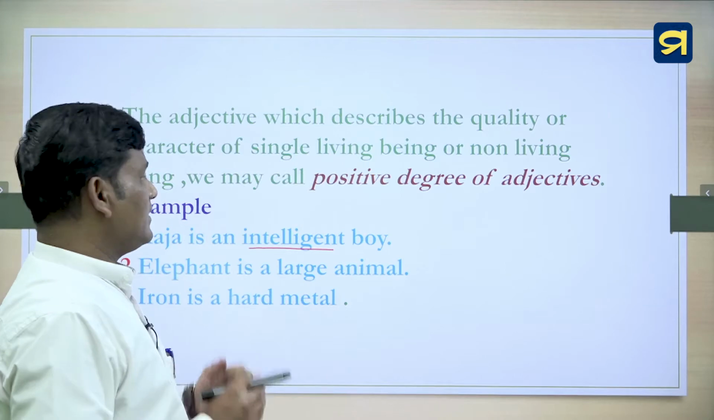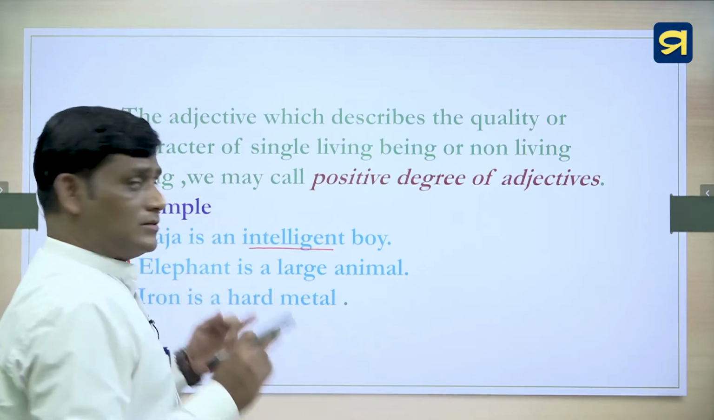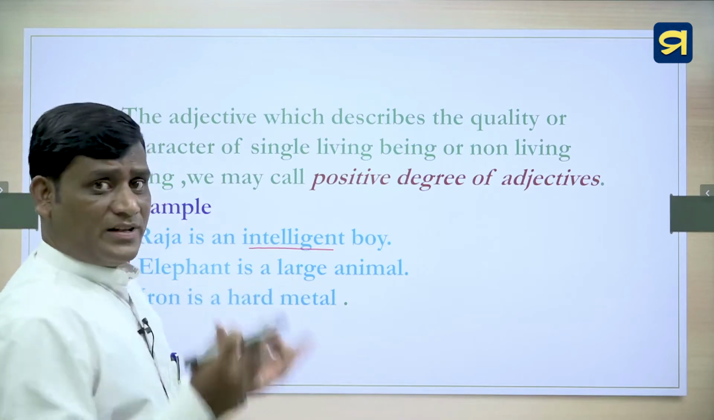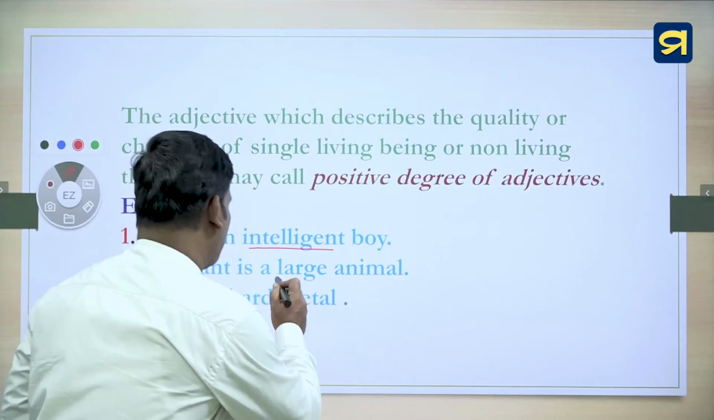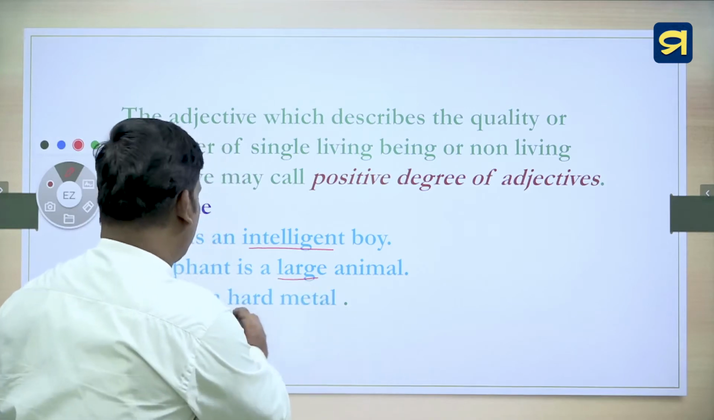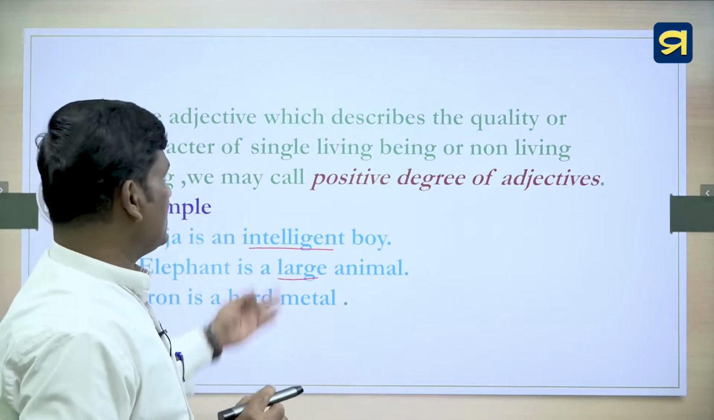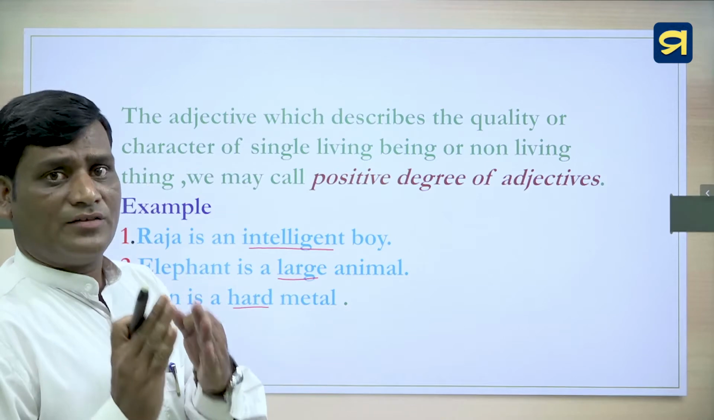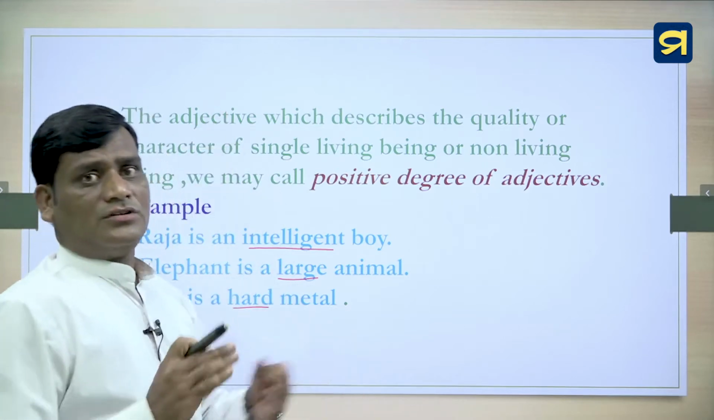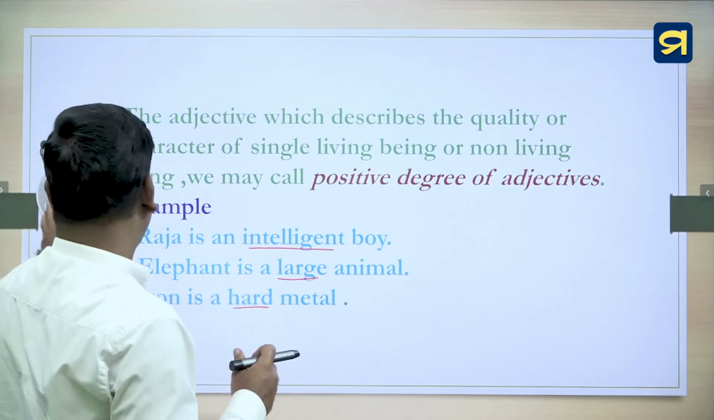Similarly, elephant is a large animal. Here elephant, one of the animals, no comparison is made, and large is its quality, so it is also a positive degree. Similarly, iron is a hard metal. Hard is also an adjective, and it describes only the quality of a single thing or single person, single non-living or living thing. So they are a positive degree of adjective. Understand? Now we will proceed to the next.